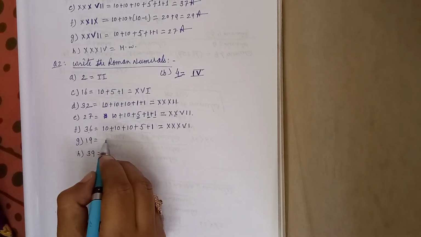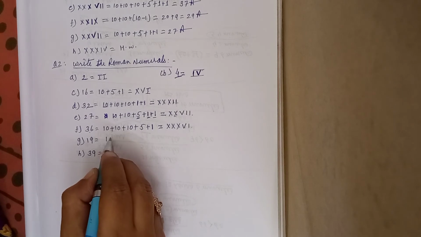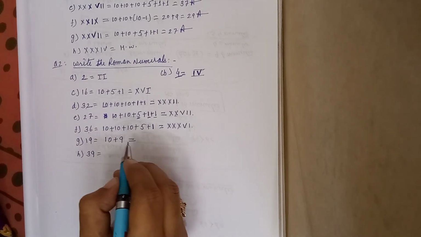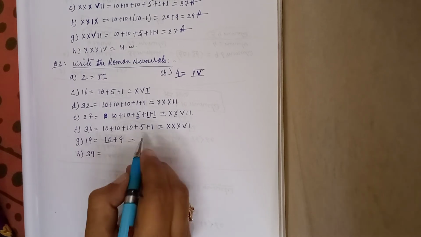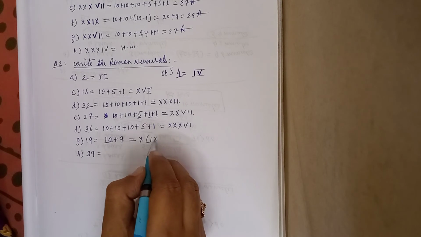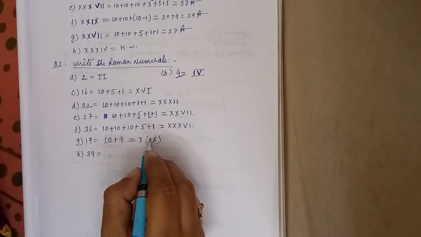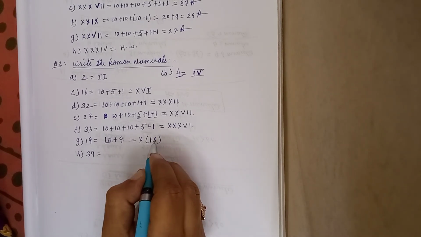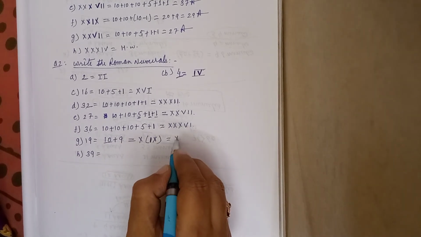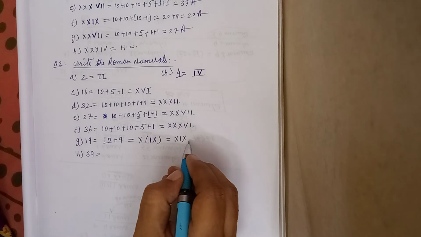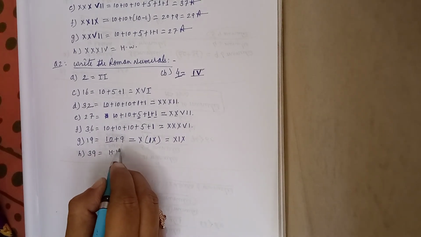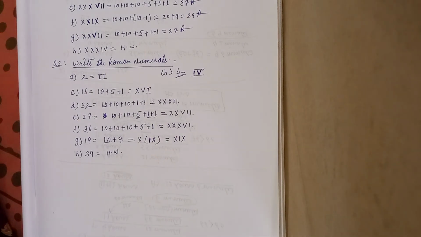Next में 19 को expand करो. 19 को we will expand it 10 plus 9. Write the Roman numeral. 10 के लिए we will write X. For 9 we will write IX. X में we are subtracting I, means 10 में we are subtracting 1. So it's XIX is stand for 19, and 39 is a homework you will do in your book.